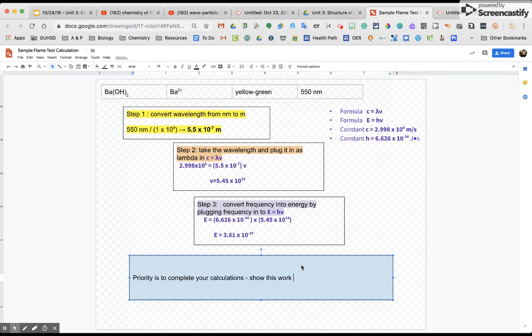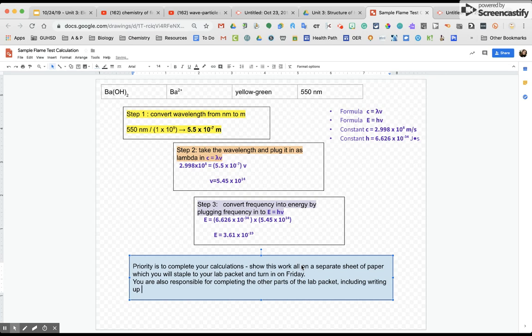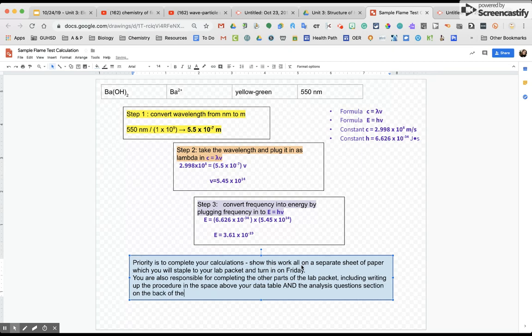Show this work all on a separate sheet of paper, which you will staple to your lab packet and turn in on Friday. You are also responsible for completing the other parts of the lab packet, including writing up the procedure in the space above your data table and the analysis question section on the back of the packet. So take away whatever you need to from class today to finish as homework.